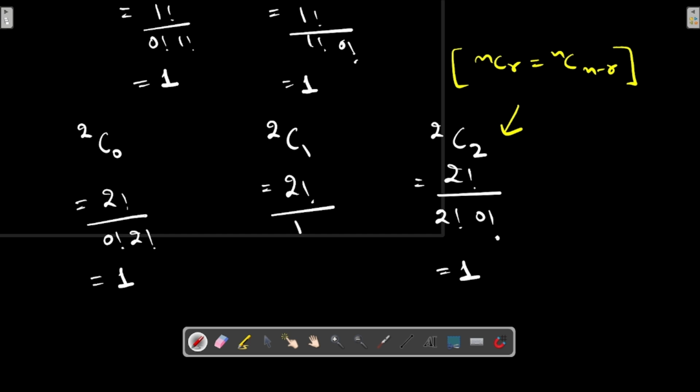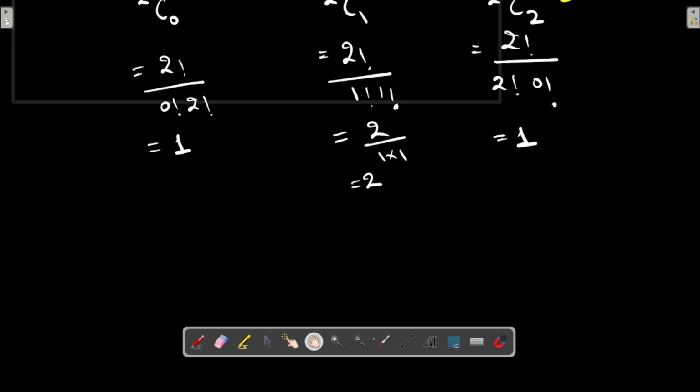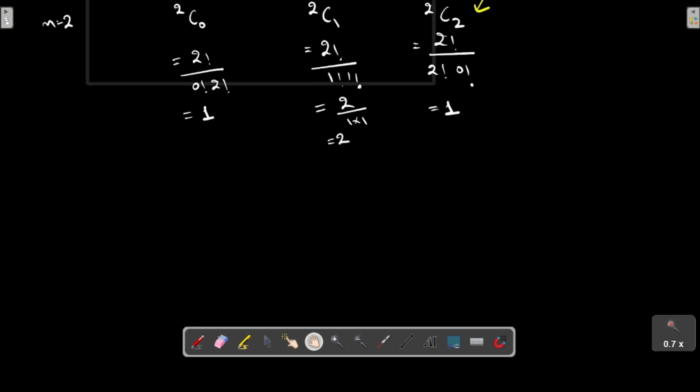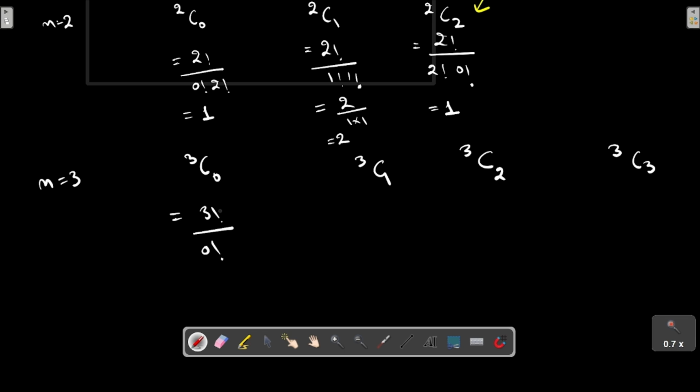Then you have 2 factorial upon 1 factorial, 1 factorial. That's 2 times 1 upon 1, and that's your 2. Okay. Then you have n is equal to 3: 3C0, 3C1, 3C2, 3C3. That is equal to 3 factorial upon 0 factorial. When you subtract 3 from 0, it's just 3 factorial. That's equal to your 1.